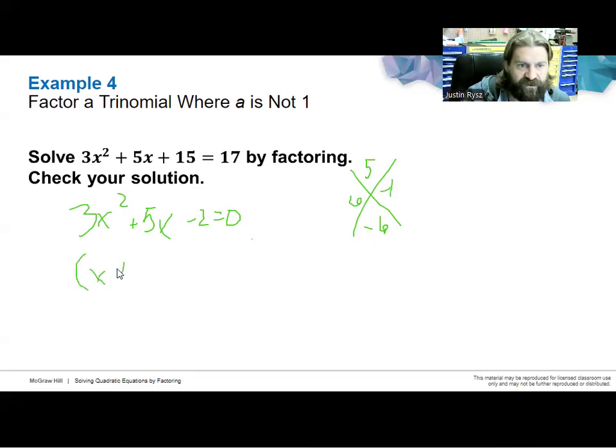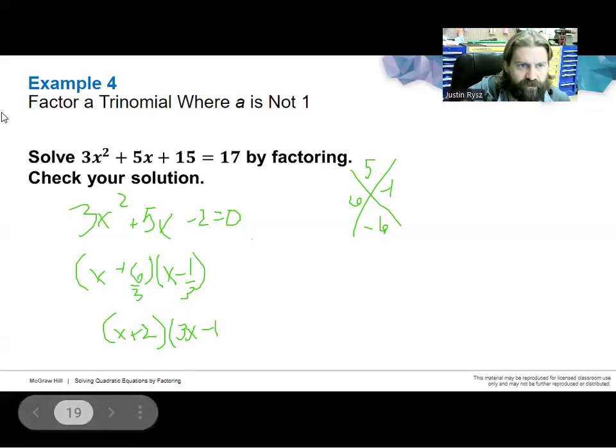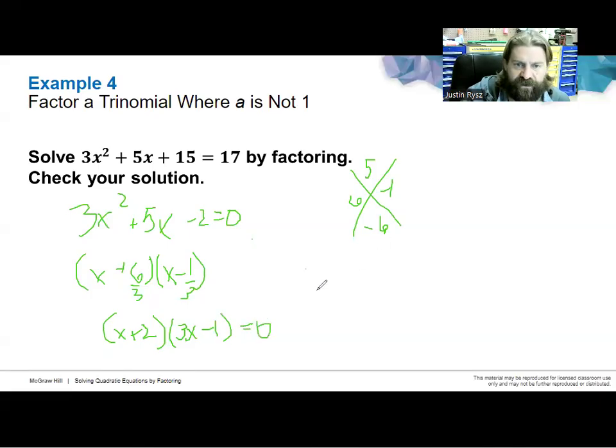So we get an x plus 3, or no, x plus 6 and x minus 1, divide them both by 3. So we get an x plus 2 and a 3x minus 1. Okay, so now we need to solve both of those. We get x plus 2 equals 0. We subtract 2 over, we get x equals negative 2. There's one solution.